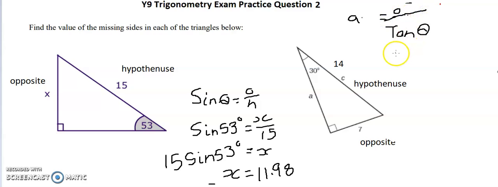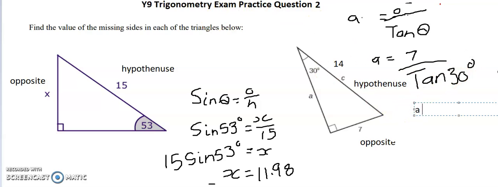So now we do that. Now I've got A by itself. So A is equal to opposite, which is 7, over tan alpha, which is 30 degrees. So 7 divided by tan 30 degrees is equal to 12.12. So my A is equal to 12.12.